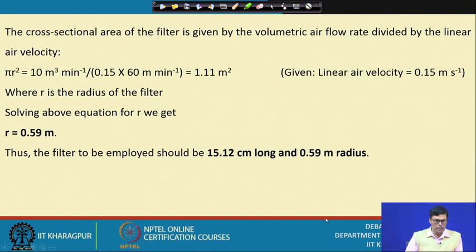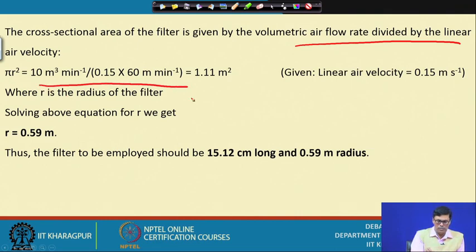Now, let us consider the second part: what is the cross section area of the filter? It is given by the flow rate divided by the linear velocity. The cross section, how can you find it out? Pi r square. So, r is 0.15 meter. So, we can easily find out this area.